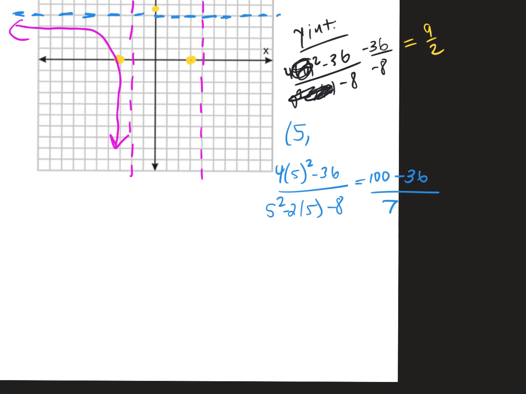Okay, let's simplify a little more. What's 100 minus 36? 64 over 7. All right, I don't know exactly what that is off the top of my head, but I know that 7 goes into 64 how many times without going over? What's 64 divided by 8? 8. Okay, so it's almost 8, right? 8-ish.